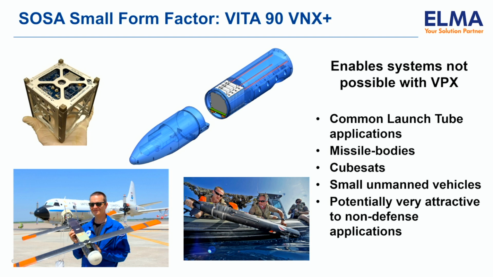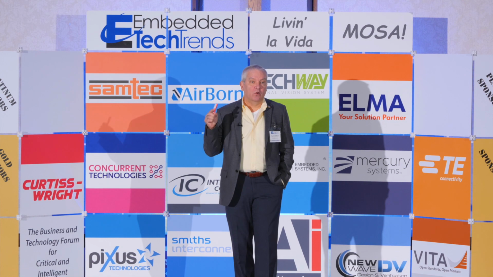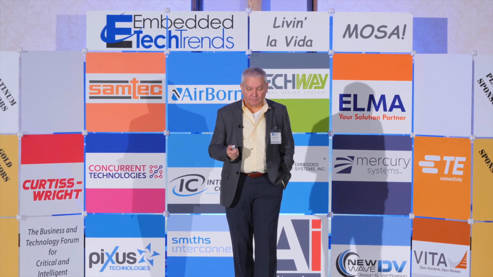Common launch tube is a big one. There's a lot of different applications that use common launch tube. Missile bodies, as Bill said, and CubeSats, small unmanned vehicles. And potentially, this could be very attractive to non-defense applications as well. I'm going to put a little plug in for a study group that I'm working with that we're hoping to wrap up in the next, say, week or two. VITA 85.109, a small form factor mezzanine, is going to be a big complement to VNX. So keep an eye out for that.